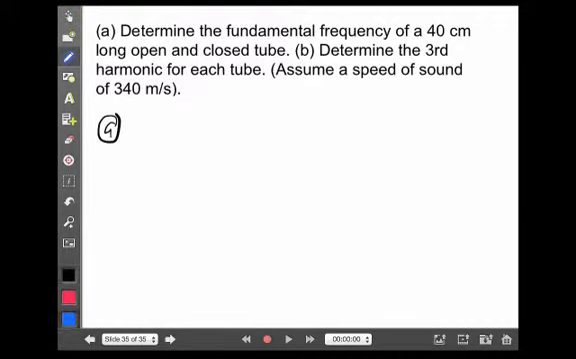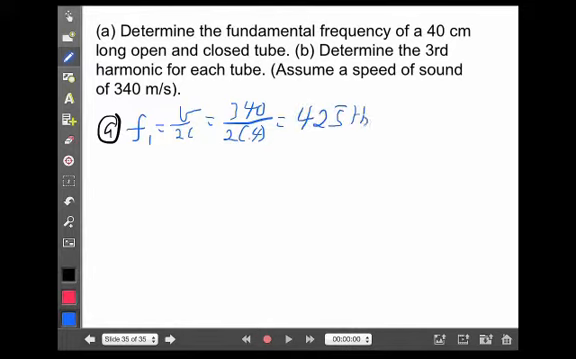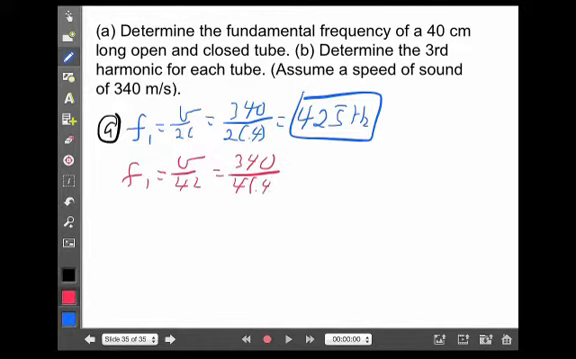Okay. So the fundamental for an open tube is V over 2L. Speed of sound, 340 meters per second, over 2 times 0.4 meters. Gives a fundamental of 425 hertz. For the closed tube, V over 4L, well, 340 over 4 times 0.4, and that gives you 212.5 hertz. Now, that should make sense because the closed one is half what the open one was, because of that difference between over 2 or over 4.